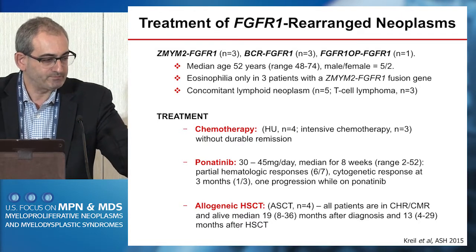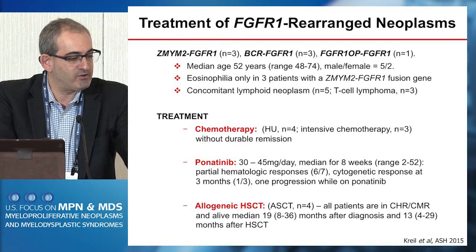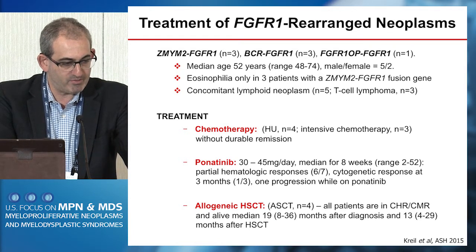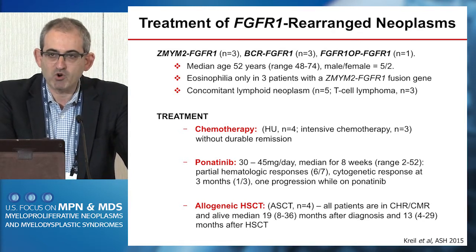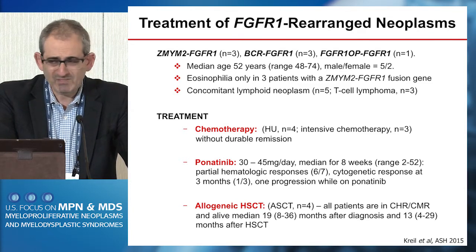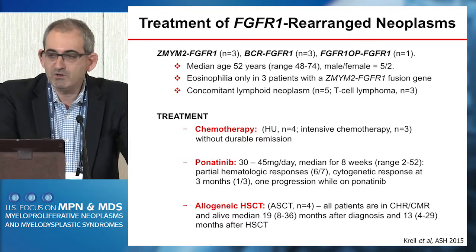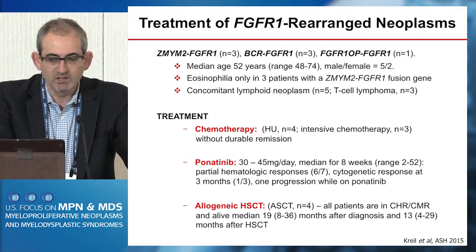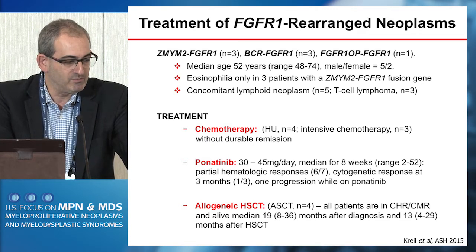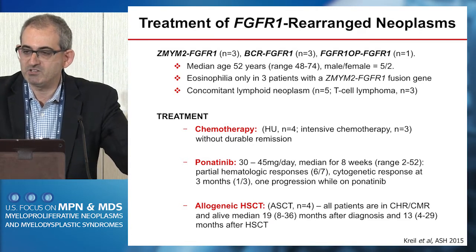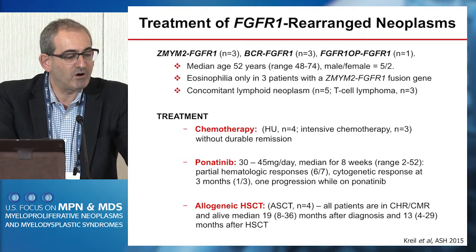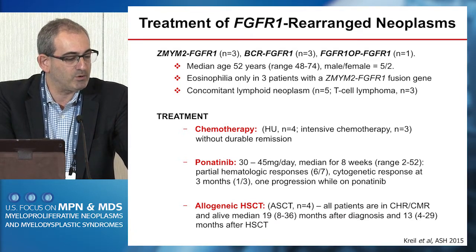So what about treatment? Well, this is a case series by Andreas Reiter's group out of Germany. And you can see out of this group of basically 7 individuals, chemotherapy with either hydroxyurea or intensive chemotherapy did not provide durable remissions. Ponatinib at doses of 30 to 45 milligrams per day, because it has anti-FGFR1 activity, you do get some responses, but they're generally short-lived with really very few cytogenetic remissions. And you really need to, again, have these patients go to transplant, where the experience thus far, again with limited numbers of individuals, shows that they can have durable disease-free survival and a chance for cure.